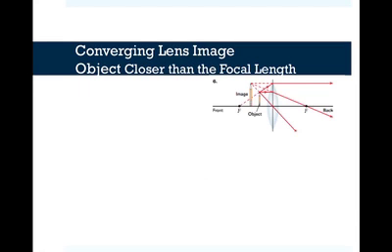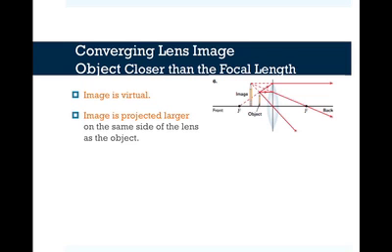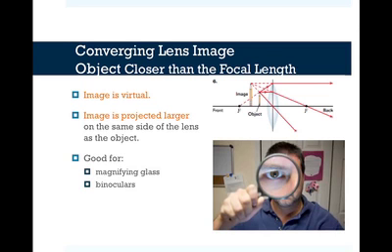And then the last possible case, if you're actually closer than the focal length, we get this virtual image, and we get a larger image that's projected on the same side of the lens. And this is exactly what we've seen before. We get this fake image where we actually see something that's much more magnified than it is before. So this is probably what you're most used to seeing as far as a converging lens, that distance that's really, really close, like a magnifying glass.